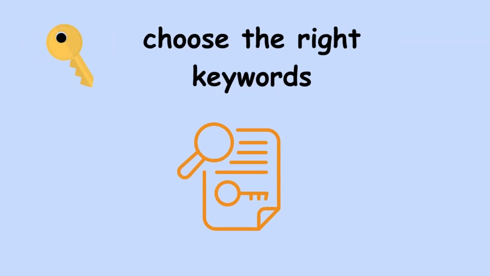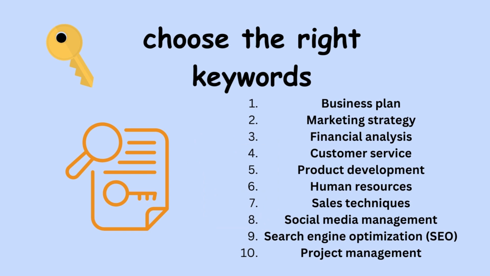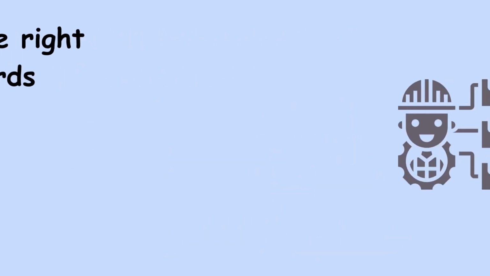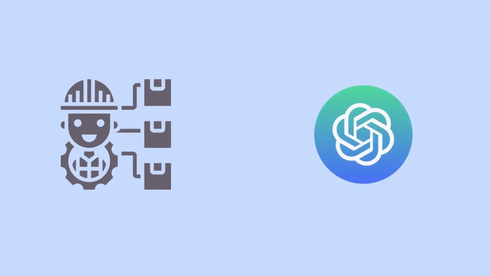Next, choose the right keywords that are related to your objective. These keywords will help ChatGPT understand the context of your questions and generate a more accurate response. By using prompt engineering in this way, you can increase the likelihood of getting the ultimate response from ChatGPT.